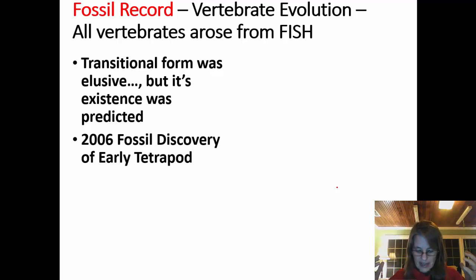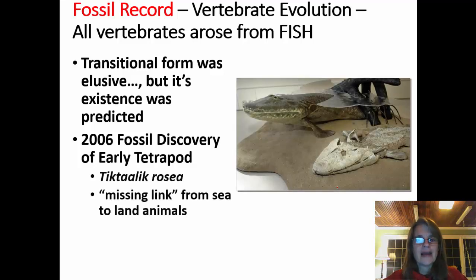If they had someone design this organism, it could not have more perfectly matched what people thought it should look like. Okay, it was called Tiktaalik roseae, and it is the missing link, so to speak, from sea true fish to land animals. This is obviously an artist's depiction of what it might have actually looked like. This is a cast of the actual fossil that they found.